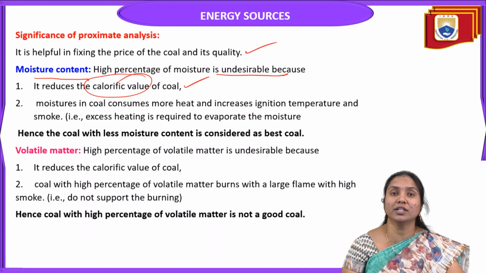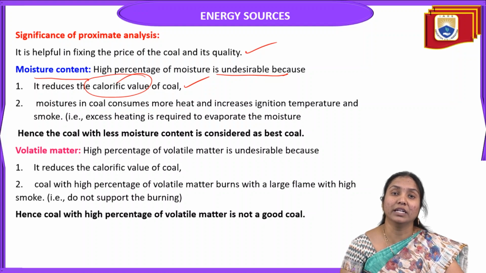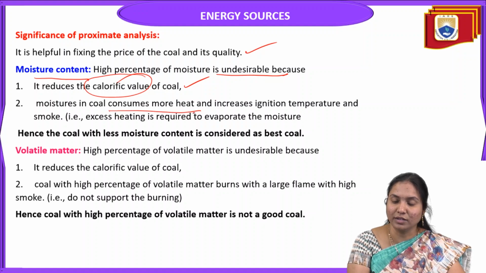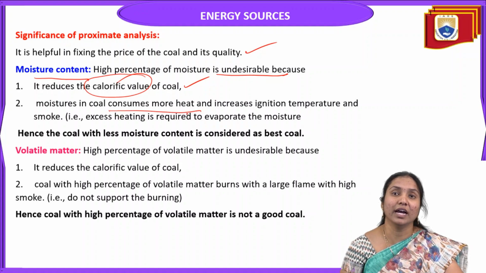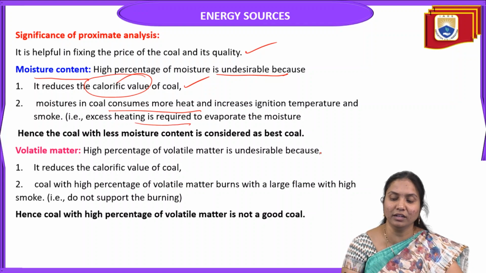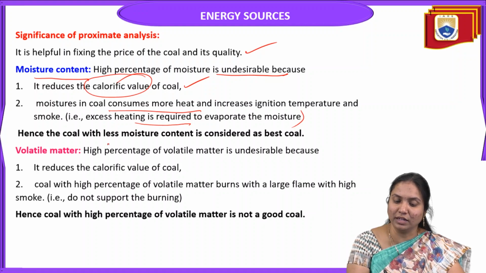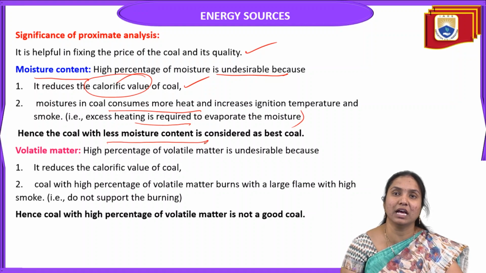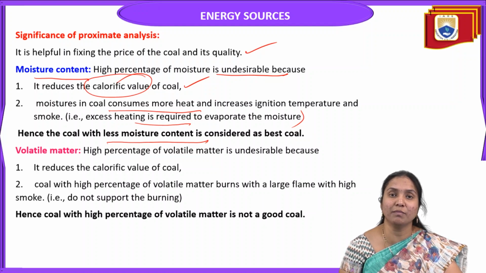If moisture content is present in the coal sample, it reduces the calorific value. Moisture in coal consumes more heat and increases ignition temperature and smoke. That means excess heating is required to evaporate the moisture. Hence the coal with less moisture content is considered the best coal, because a high percentage in the coal sample is undesirable.